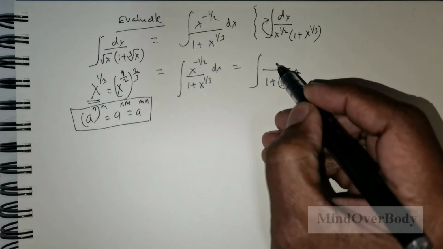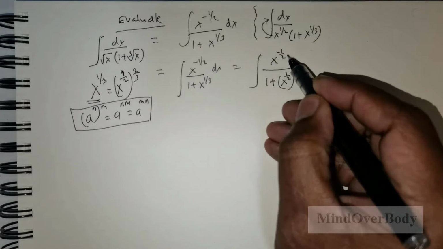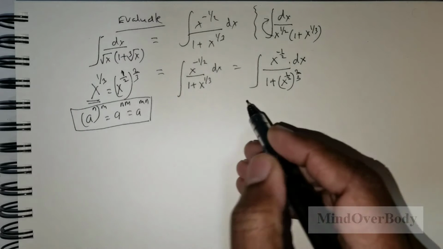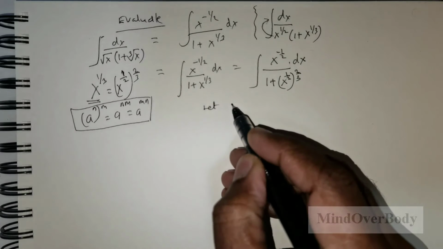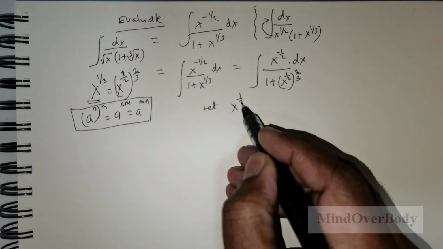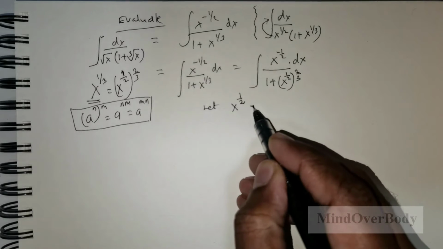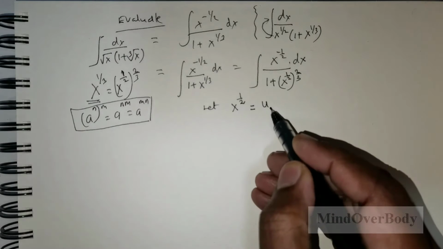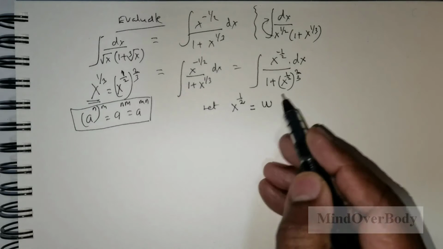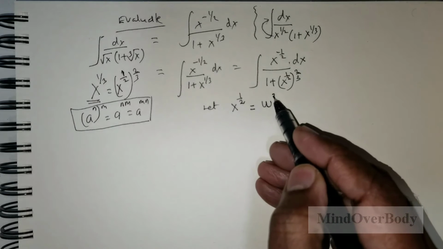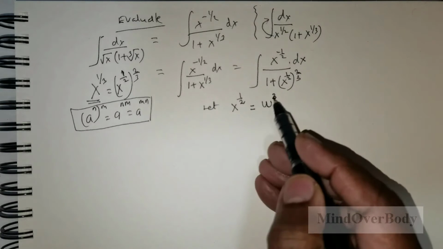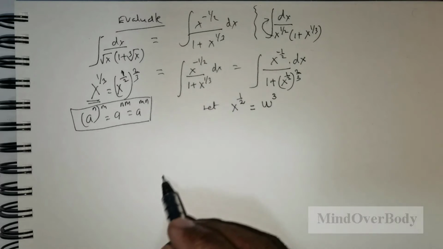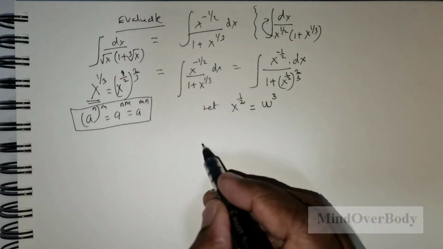Now for the numerator, it's x raised to the power negative 1/2, retain it as it is, and then that has to be multiplied with dx. Now I am going to make the substitution that x raised to the power 1/2 is equal to w raised to the power 3. Now why do I do this substitution? Because I want to get rid of this 3 in the denominator. That is the reason I am making the substitution.